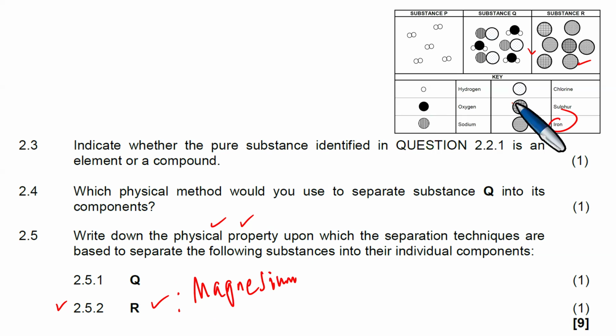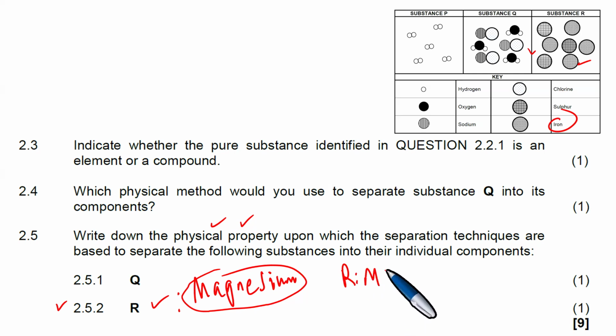Right, so to separate the mixture of iron and sulfur, we use magnesium. So R would be magnesium. And we use magnesium to separate the mixture of what? The mixture of this one, because this one is iron.